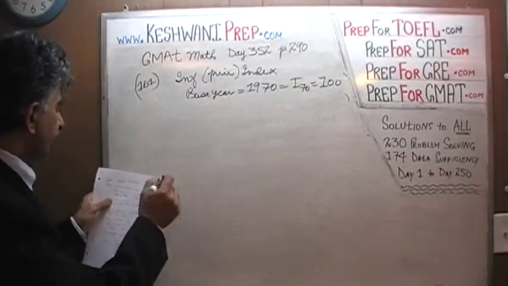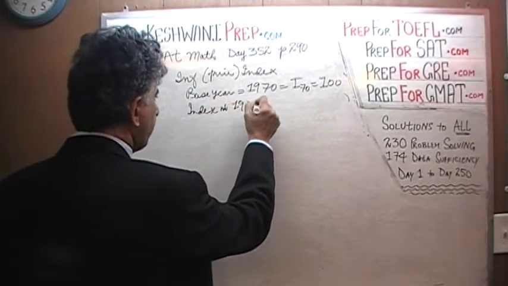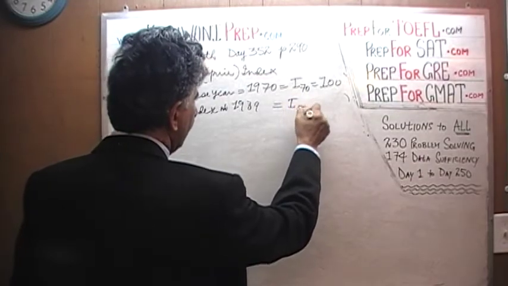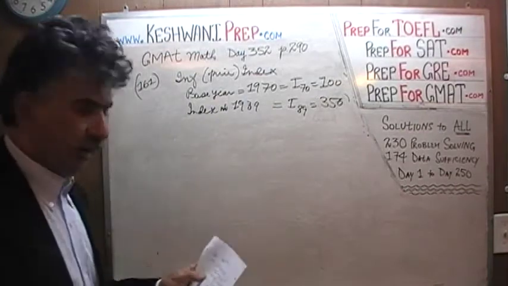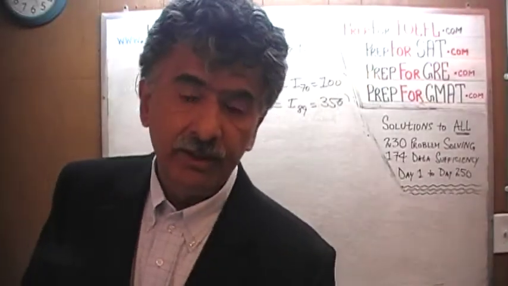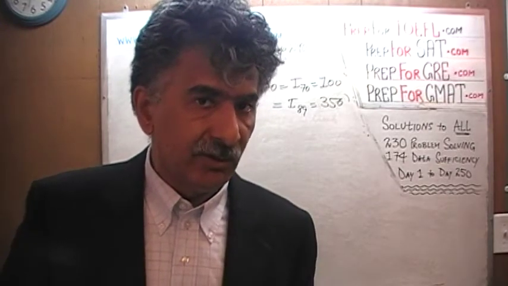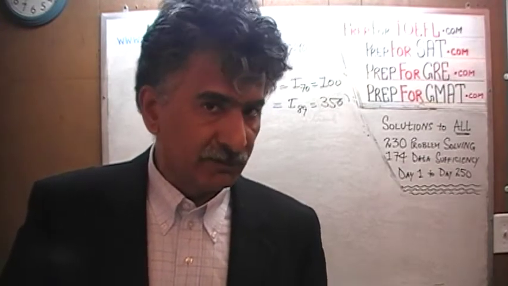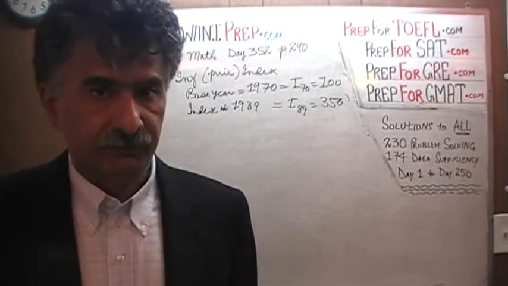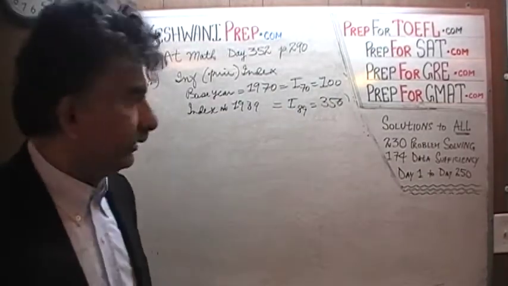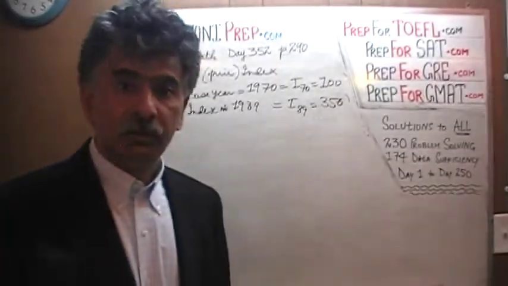They go on to tell us that the index in 1989, let's call it I subscript 89, was 356. What that tells us is that if there was something that cost a dollar in 1970, the same exact object is going to cost $3.56 in 1989. Do you understand? Assuming that it follows the same price index pattern, the inflation trend, that is, which is what the problem tells us.